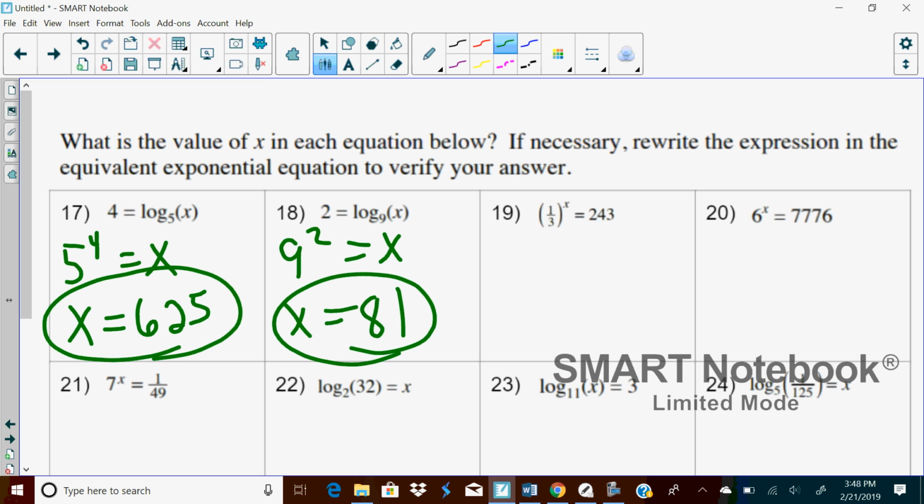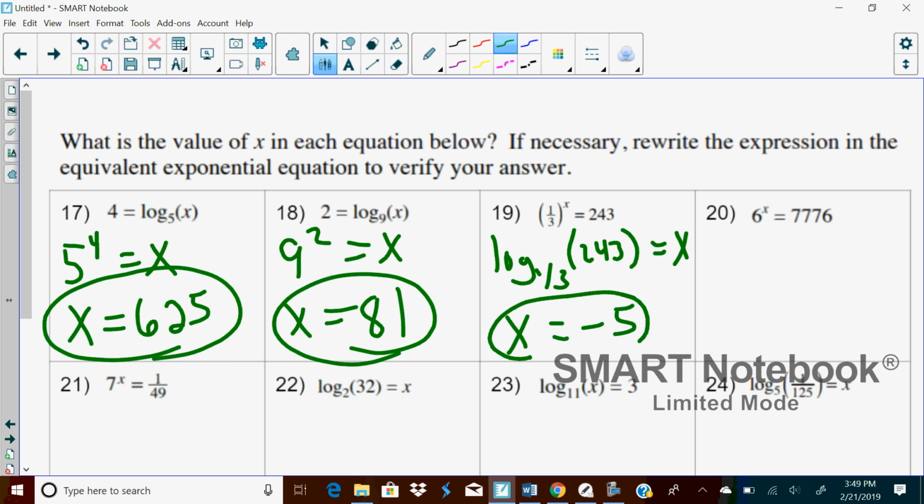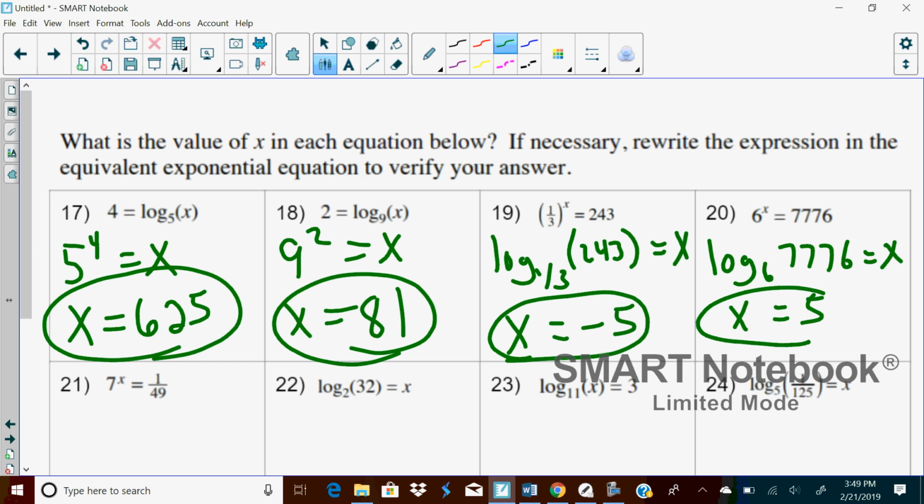That's what I can change to a logarithm. It's the log base 1/3 of 243 equals x, and then you end up with x equals -5. The log base 6 of 7776 equals x, and x ends up equaling 5.